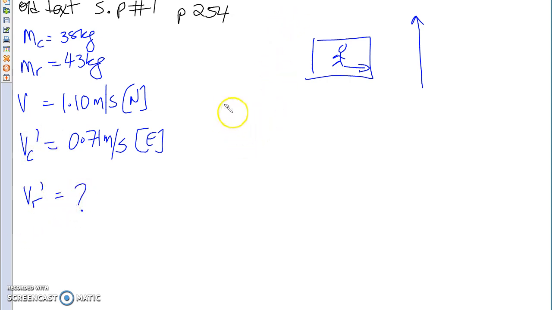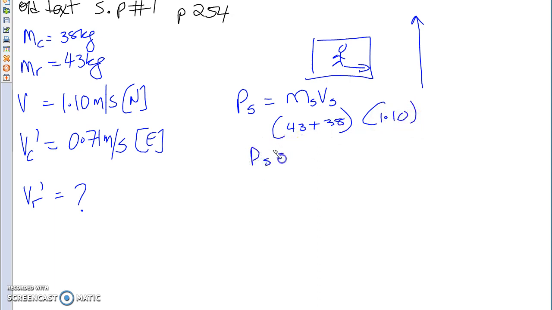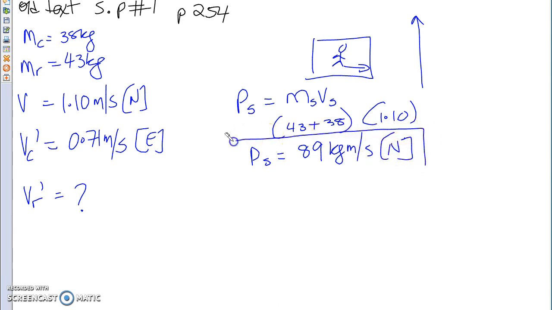So what we're going to do is first figure out the momentum of my system, which is m times v of the system, meaning both the child and the raft put together. This is going to be 43 plus 38 times 1.10. And again, you get the momentum of the system, which is 89 kilogram meters per second north. So this is my original momentum of the system.